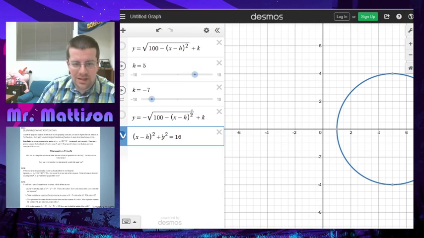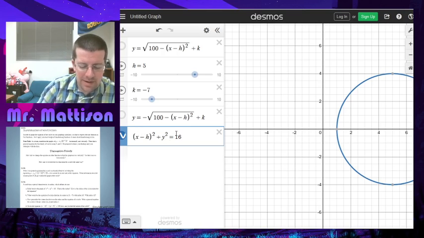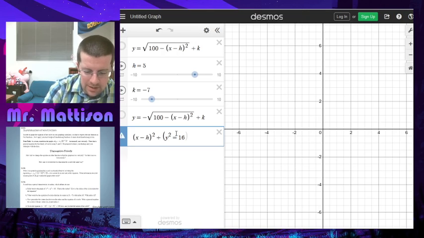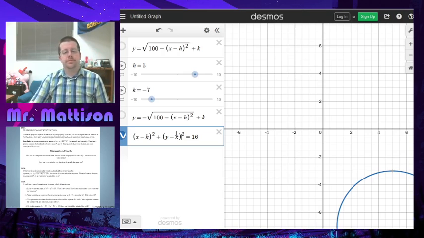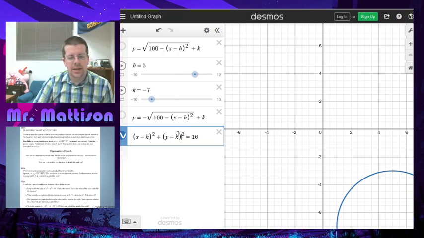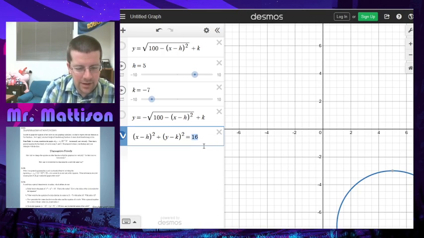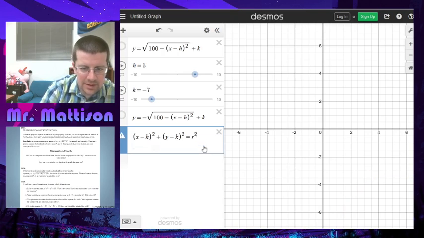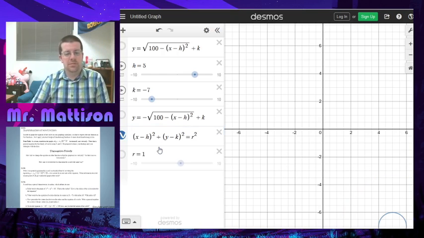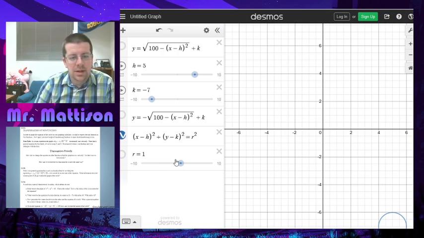To get this k away from this square root so that I can square both sides and get back here, I would want to subtract it over and have y minus k. So I'm actually going to put y minus k in parentheses there. And then this 16 is really going to be, I'm going to call it r squared, because it's my radius to the second power. So now all of these sliders do whatever I need, right?